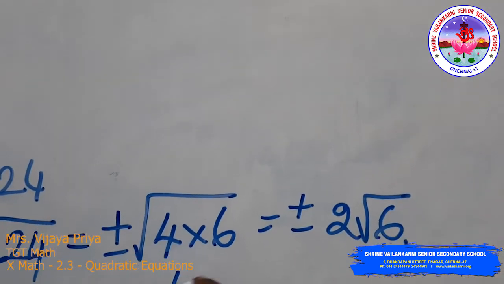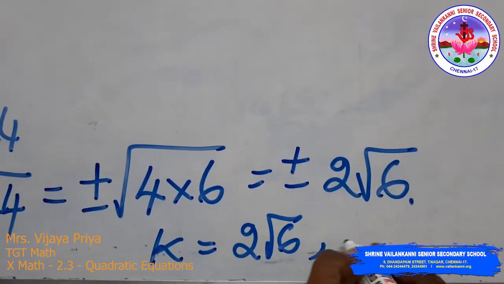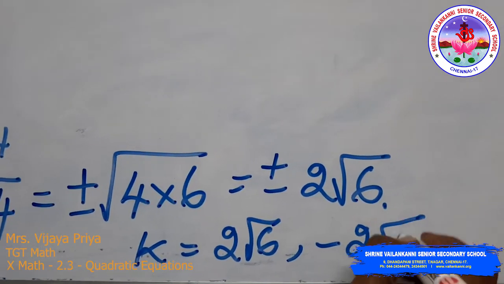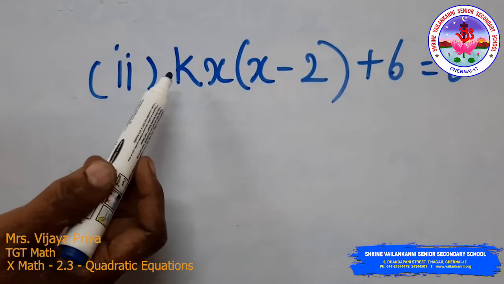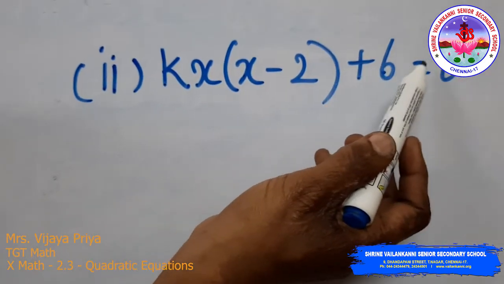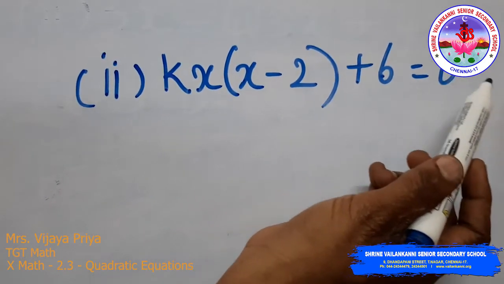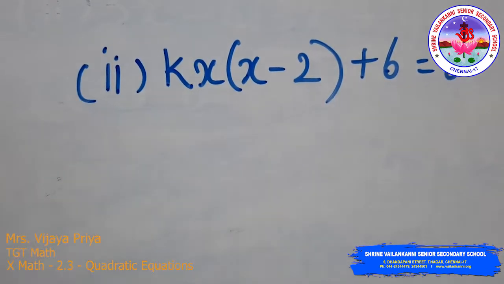So hence k has two values. One value is 2 root 6, the other value is minus 2 root 6. Do this second problem as homework: kx into x minus 2 plus 6 is equal to 0 has real roots. Find the value of k.